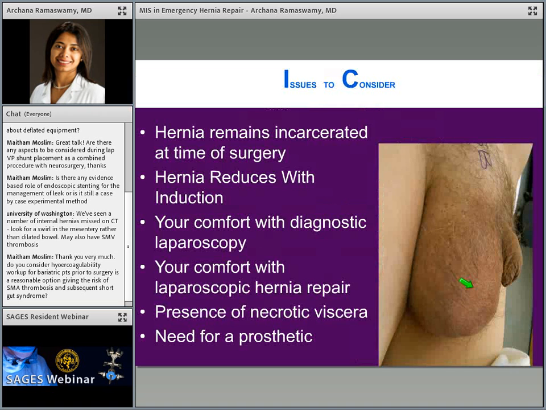So this is a nice gratuitous picture of an incarcerated inguinal hernia. The issues to really think about are whether the hernia remains incarcerated at the time of surgery. Does the hernia reduce with induction? Your comfort level with diagnostic laparoscopy, your comfort with laparoscopic hernia repair, the presence of necrotic viscera, and the need for a prosthetic graft.